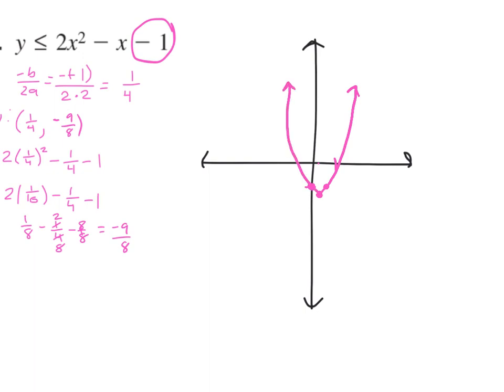Is this a solid line or a dashed line parabola? Should it be a dashed line, a dotted line, or a solid line? Solid line because we have a less than or equal to. So now how do we know if we're going to shade the inside or the outside?